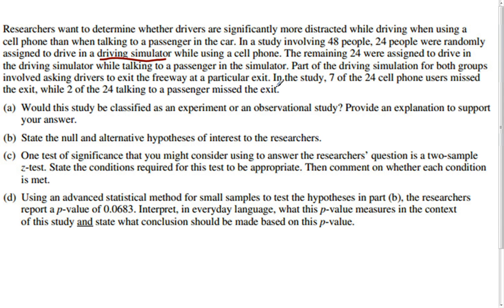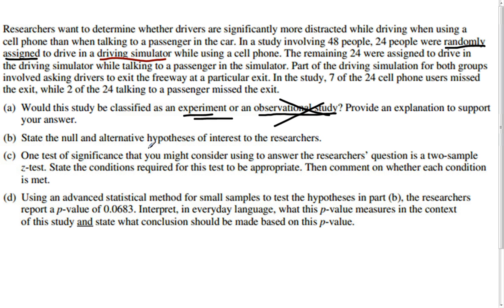We have some numbers in here, we'll get back to those in a second. Would this be classified as an experiment or an observational study? Now, an experiment is where the researcher controls where people go, what groups they're assigned to, what treatments they get. In an observational study, you just watch what people naturally do. Here it says that people were randomly assigned to drive in one or the other. So the random assignment means that you are not dealing with an observational study, but an experiment.